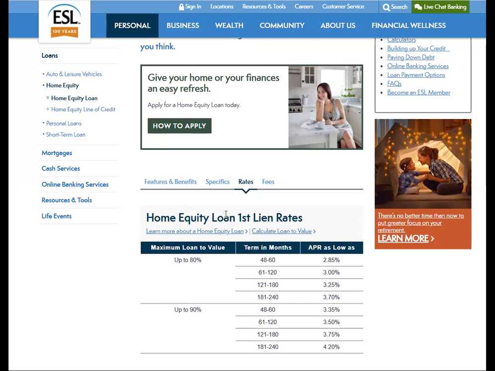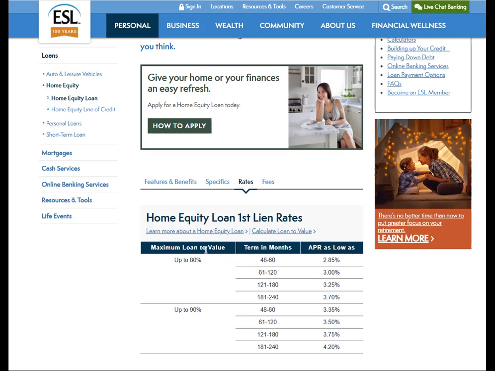So this isn't exactly a mortgage, but if you've completely paid off your house and you want to get a loan against the value of your house after that, it's called a home equity loan. And so here are the rates based on how much you want to borrow and the term in months. So the maximum loan to value just means what percentage of the value of your house are you wanting to borrow.